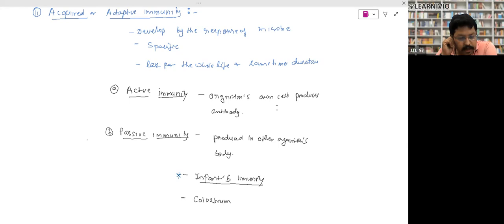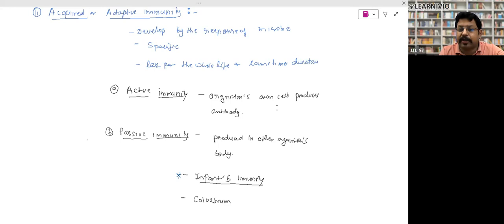Active immunity is produced inside the organism's own body, right? Suppose I have been infected by coronavirus and I survived. Now inside my body there is active immunity against the coronavirus. But you must have seen during the days when COVID was there, many people were given plasma therapy, right? What is plasma therapy? Suppose another patient got infected by coronavirus and is not capable of recovering, because his body is not strong enough to recover.